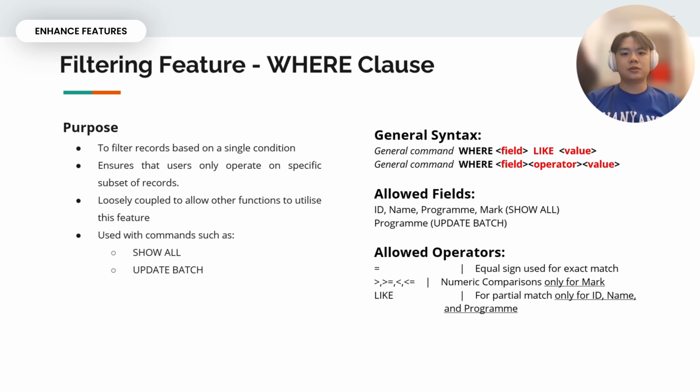The where clause allows users to filter records based on a single condition, either by pattern matching or direct comparison. We designed it to be loosely coupled so that the other components can easily reuse it. The general syntax for pattern matching is where field like value, and for direct comparisons is where field operator value.